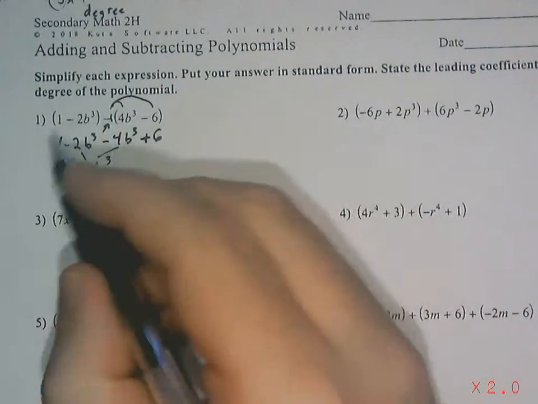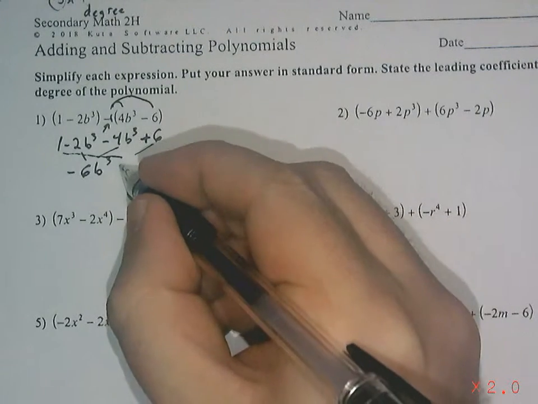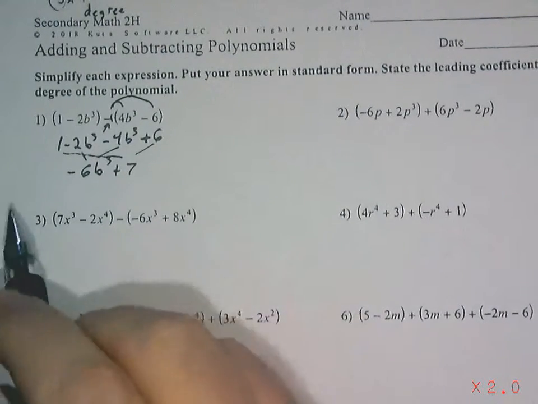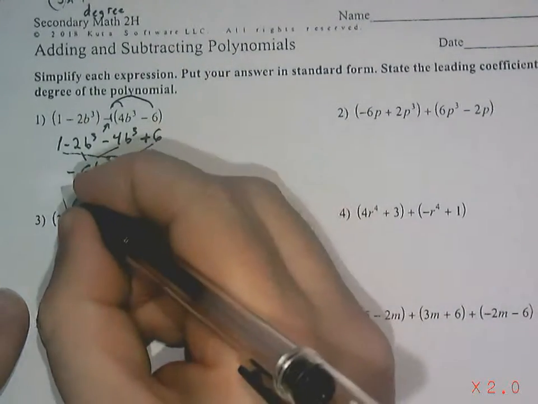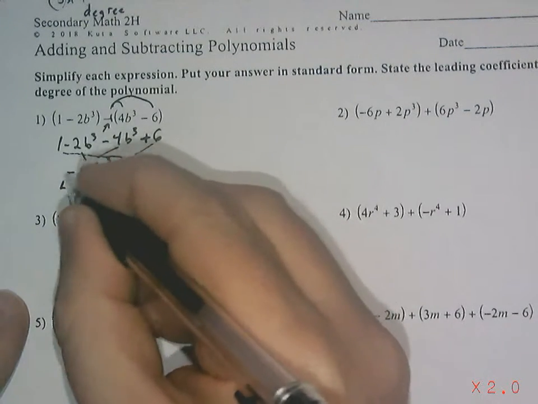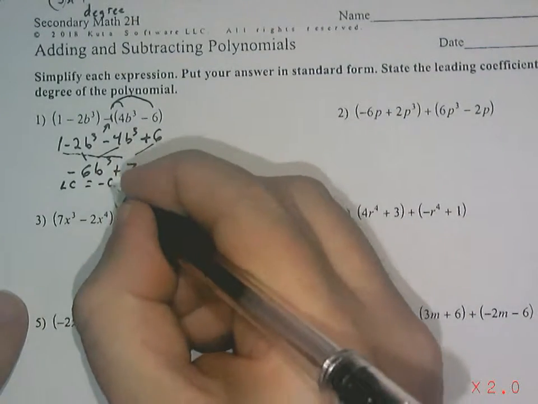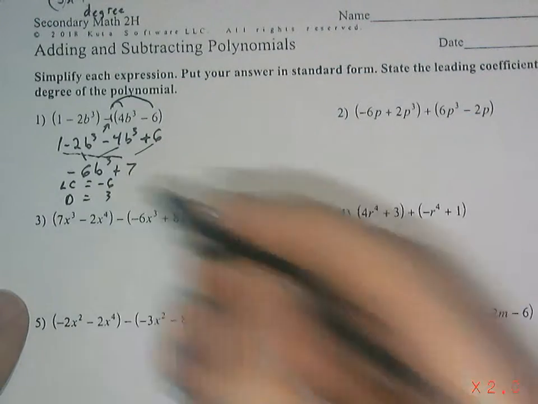Okay? And then the constants 1 and 6 would combine and become 7. So plus 7. So there is my simplified expression, -6b to the third plus 7. Now it wants me to state the leading coefficient and the degree. So the leading coefficient is the number in front of my first variable here, which is -6. Okay, and the degree is the exponent, so 3.